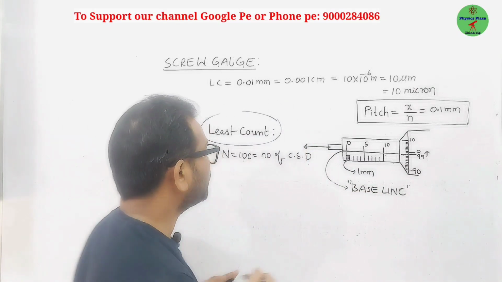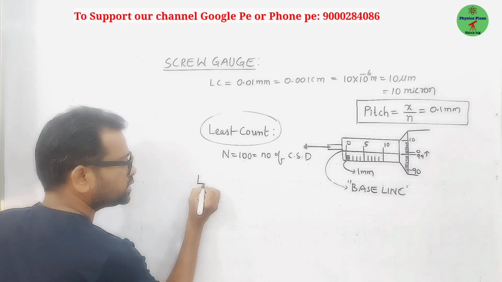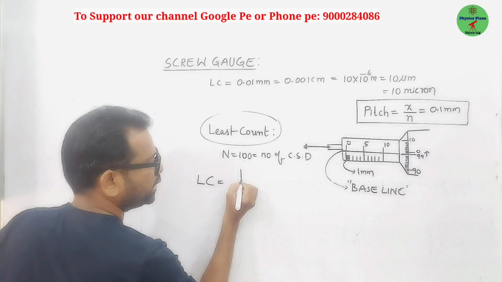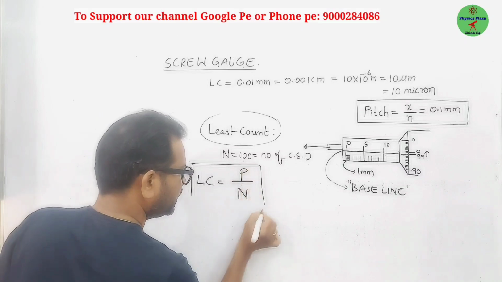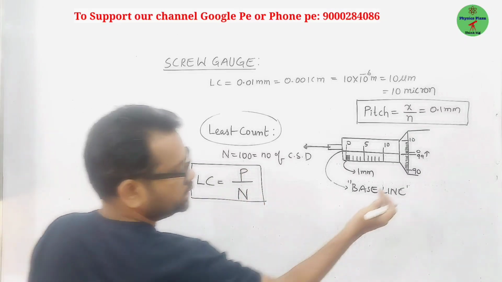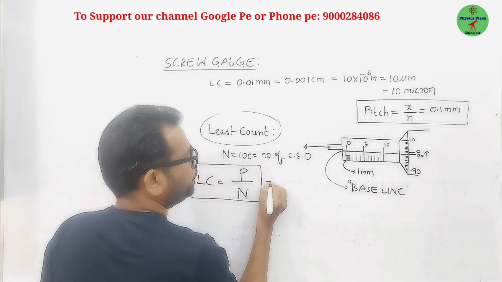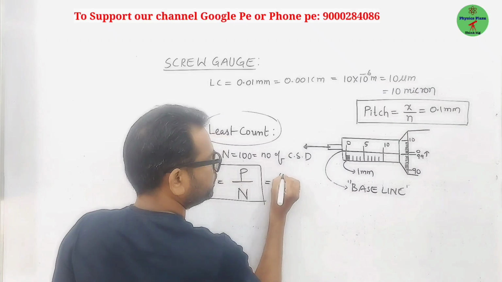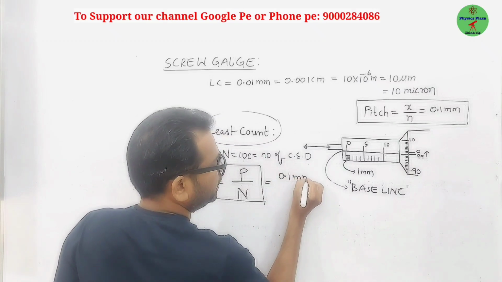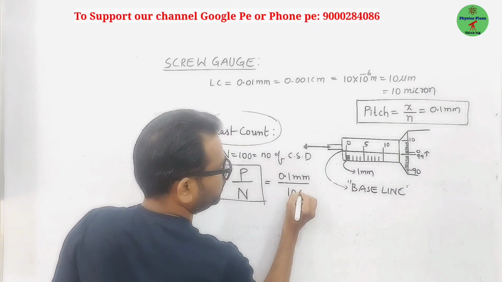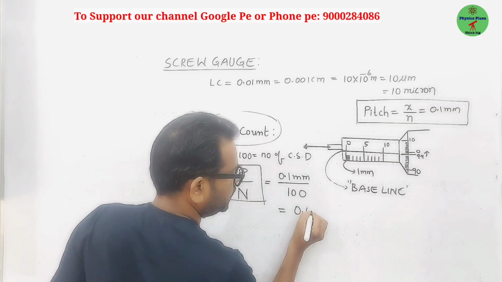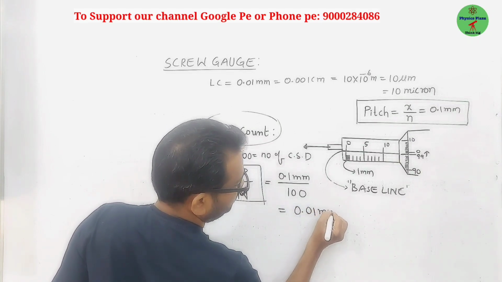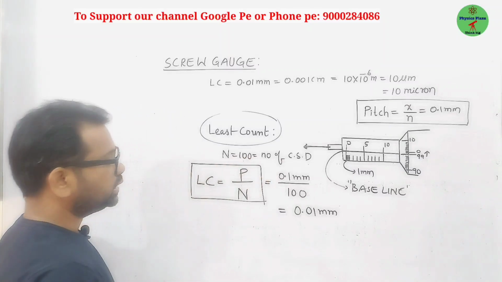So mathematically, how can we express it? Least count of the screw gauge can be expressed as pitch by n. Suppose there are 100 divisions and the pitch we got is 0.1 mm, and the number of divisions is 100. So it will be 0.01 millimeter. This is how we can calculate the least count.